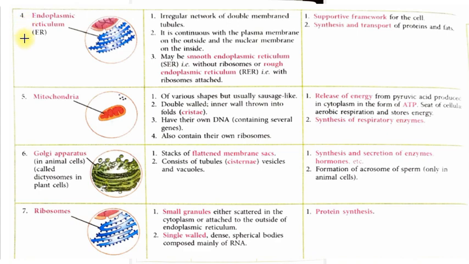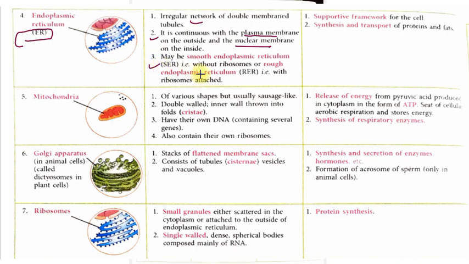So next is the endoplasmic reticulum, or we may call it ER. This is the shape of the endoplasmic reticulum. So what are its main characteristics? It has an irregular network of double membraned tubules. It is continuous with the plasma membrane on the outside and the nuclear membrane on the inside. So keep it in mind.